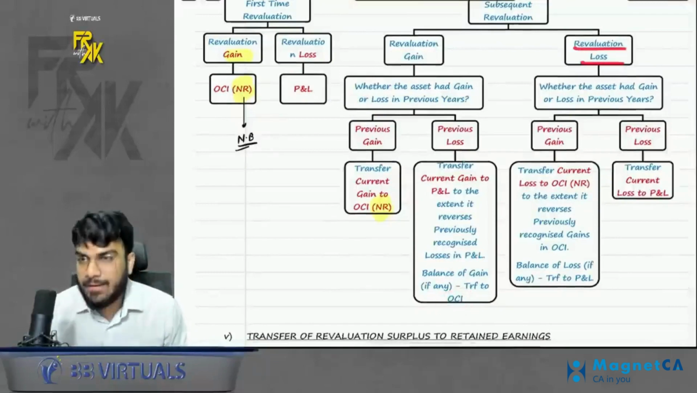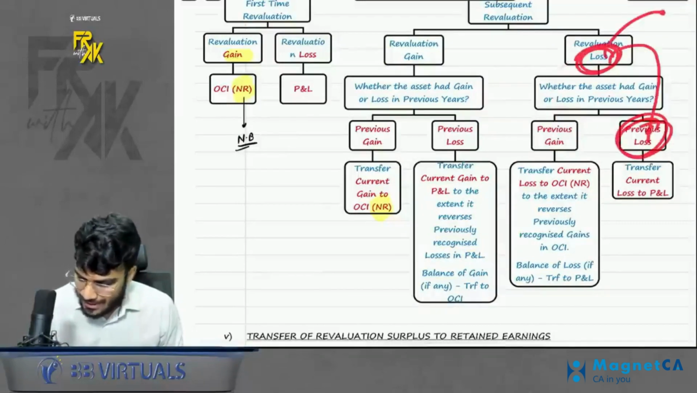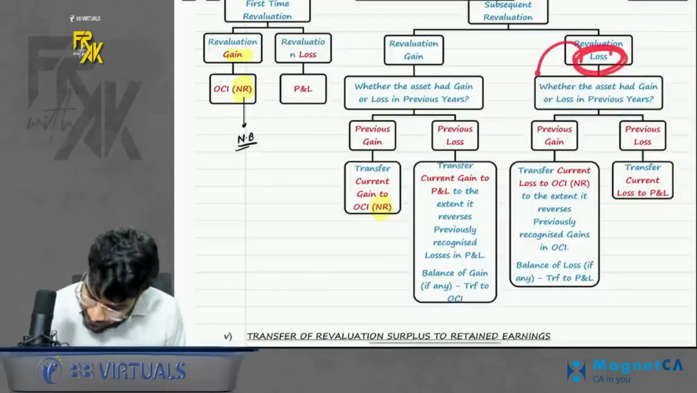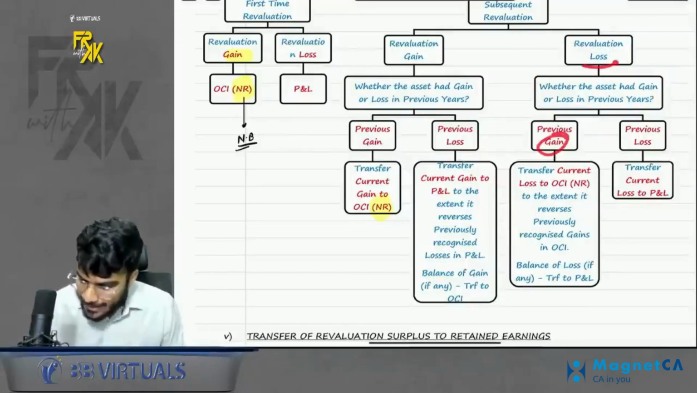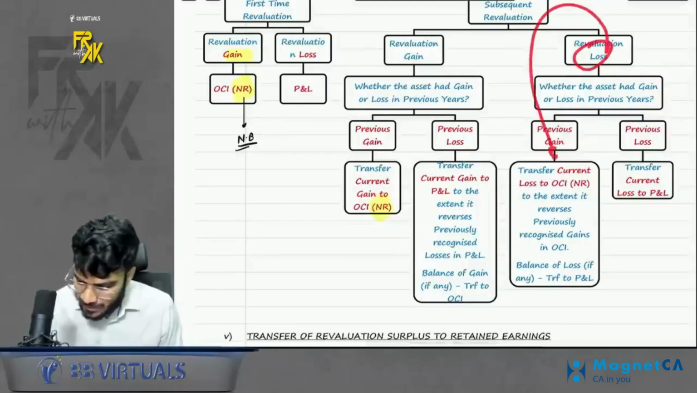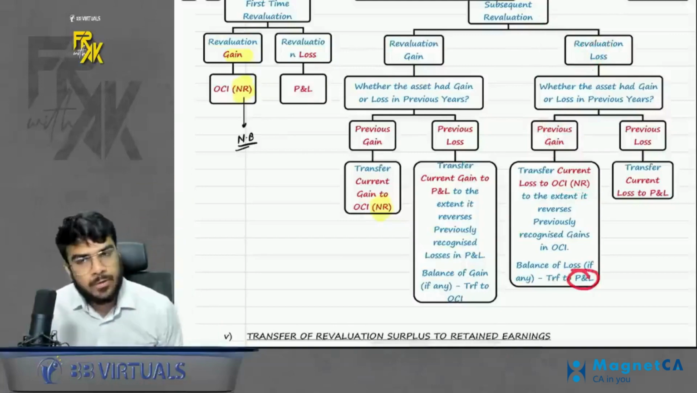Same is the case with revaluation loss. If you have a loss now, and previously also you had a loss, the existing loss will be transferred to profit and loss. If you have a loss now, but previously you had a gain, the existing loss will first be set off against the gain. That is, the existing loss will first be transferred to OCI. If you have any excess loss, then you will transfer it to profit and loss.